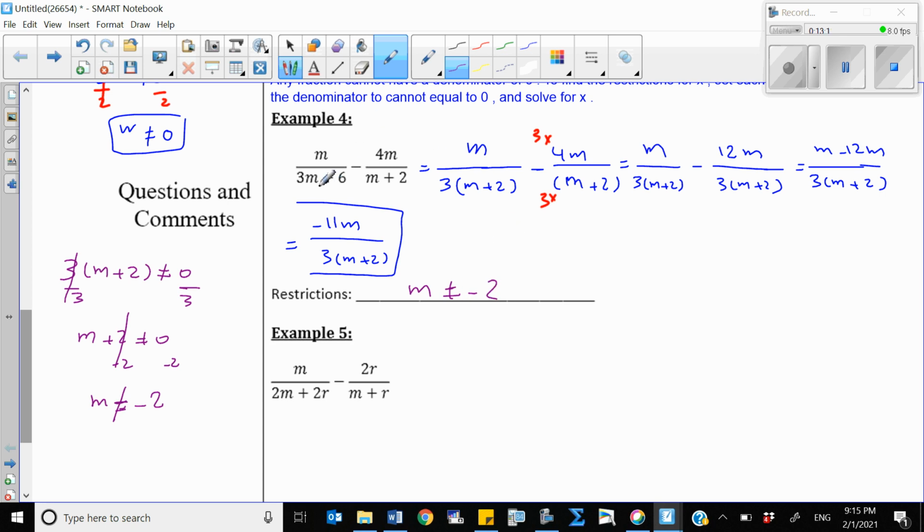I'm going to plug that into the first fraction that we have here. So if m is negative 2, the first one is going to be negative 2 over 3 times negative 2, which is negative 6, plus 6. And guess what? We have negative 2 on top and 0 in the bottom, and it's going to be undefined. We said anything divided by 0 is undefined.